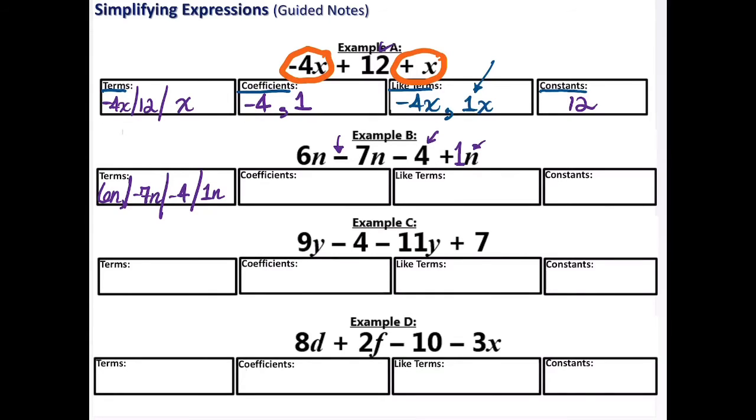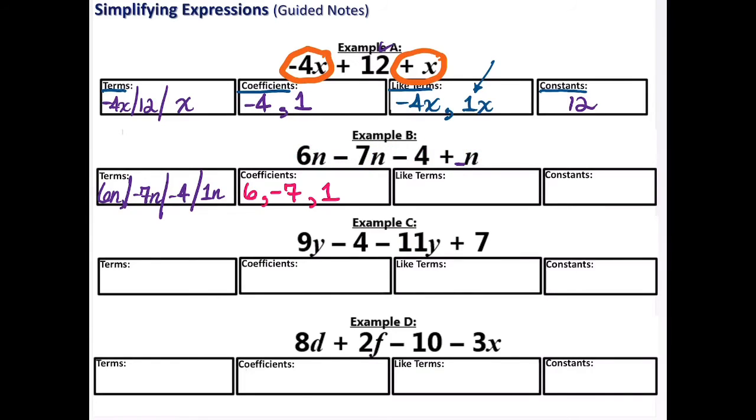Now the coefficients are the numbers that are in front of the letter. So 6 is a coefficient. Negative 7 is the coefficient of n. So negative 7, that is not a coefficient... rather, negative 7 is the coefficient, not just 7. And the coefficient of just n is 1. So there's 3 coefficients in that example right there.